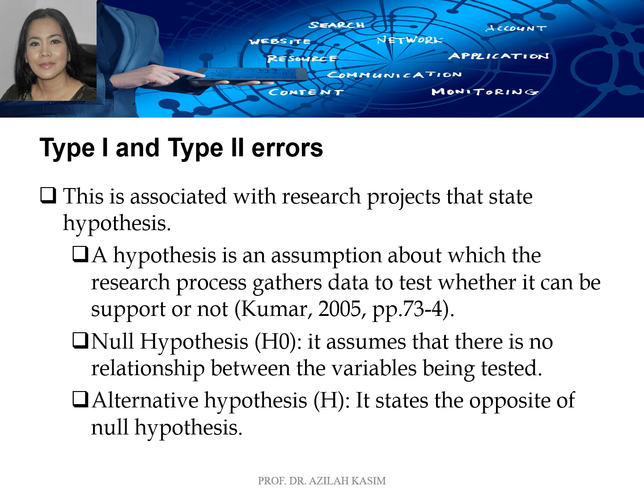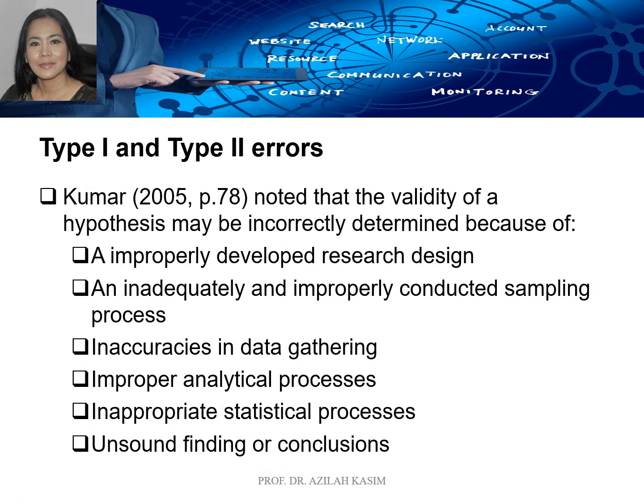One of the researchers, Kumar, in 2005 noted that the validity of a hypothesis may be incorrectly determined because of, firstly, an improperly developed research design. So if it is not accurate, if it is not coherent, then of course what we have is a research design that can be questioned. Your external audience later on can say, this is not correct, and you may have to redo it. So from early in the research process, you have to make sure that your design is proper. This kind of error can also come from inadequate or improper conduct of the sampling process.